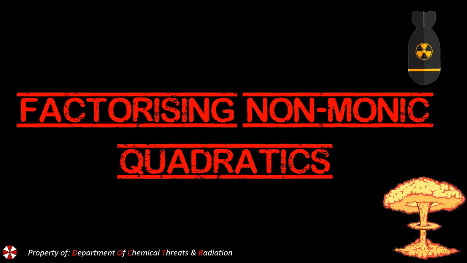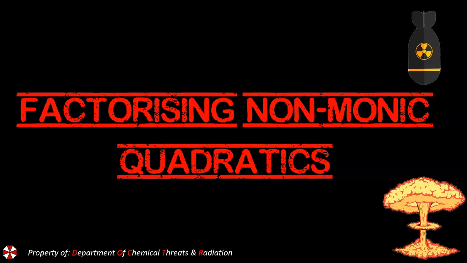This lesson, we're looking at factorising non-monic quadratics. If you remember from last lesson, we talked about what a monic quadratic was, and that was just a quadratic where the a value, the coefficient of the x squared, was 1. Now we're going to go one step further and look at how we factorise something that is non-monic.